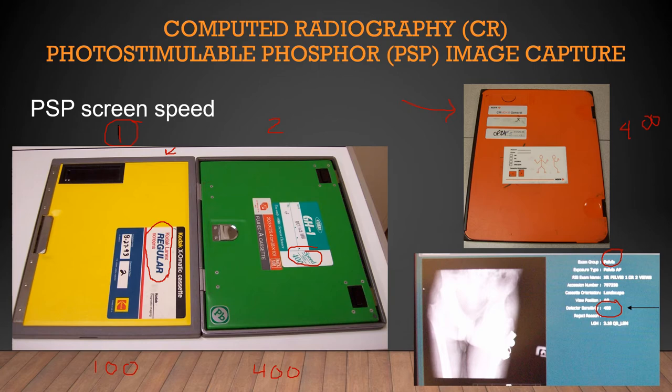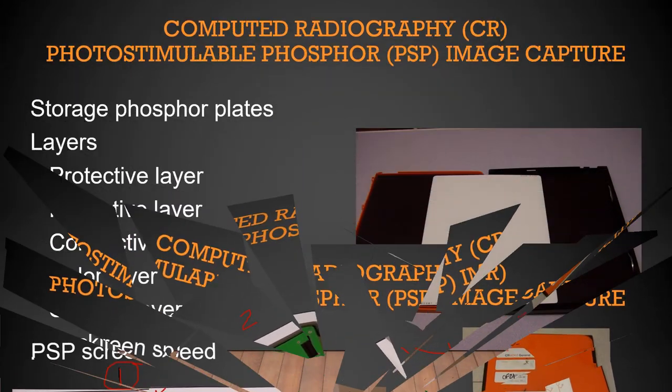If the relative speed of a film screen system is 200, then the PSP system can cover from 20 all the way to 2000. But you have to tell it what you want it to be. You say, right now you're a 100 speed cassette, boom, you're a 100 speed cassette. Oh no, now I need you to be a 400 speed cassette, boom, you're a 400 speed cassette. Okay, so that's how that works with CR or PSP. I'm going to call it CR or PSP.